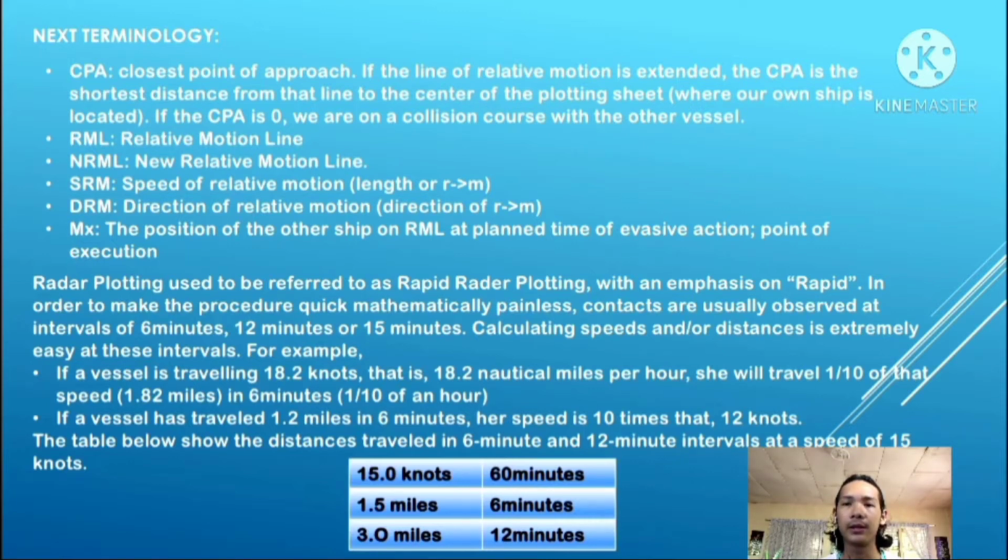1.5 miles is equivalent to 6 minutes, and 3 miles is equivalent to 12 minutes.